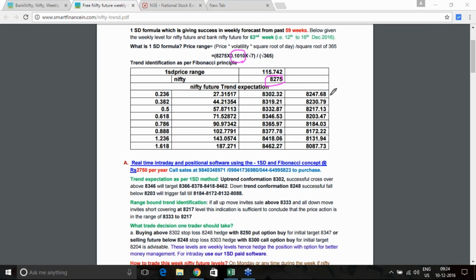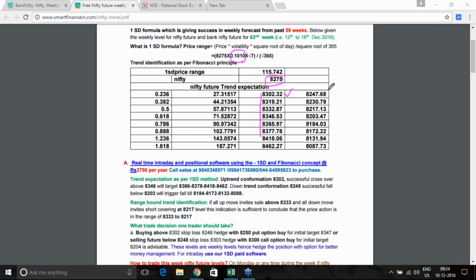This is the calculation in terms of one standard deviation. We got a price range of 116 points. We have taken the base number 8275. From there, all uptrend levels we have calculated, meaning 116 points multiplied by 0.236. Whatever the point value has come, that is added, and we got all these levels. In the same way, that same point value is subtracted from 8275 to get the downtrend prices.